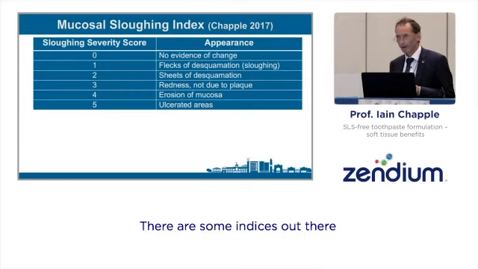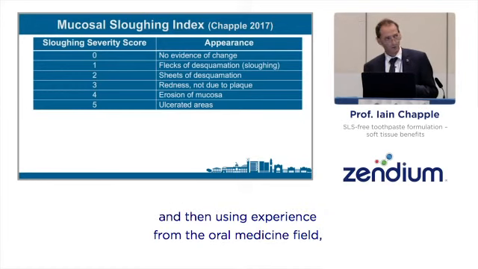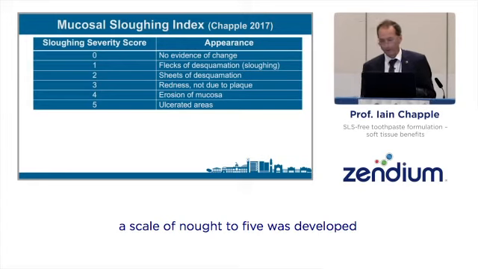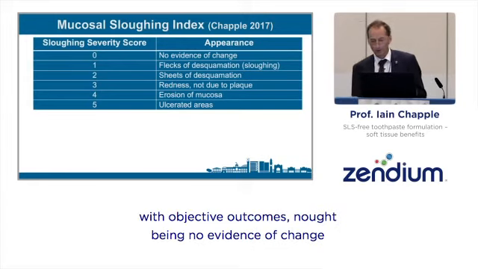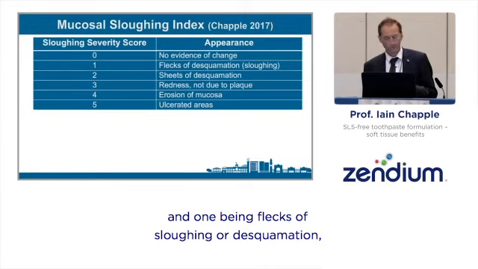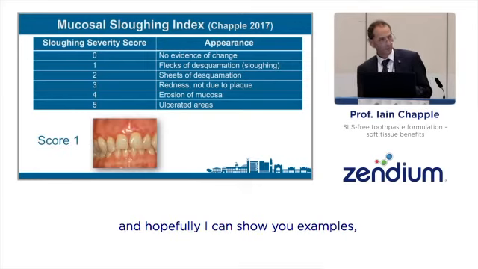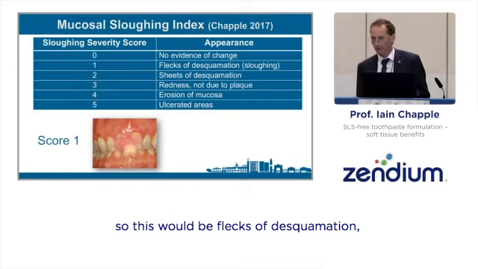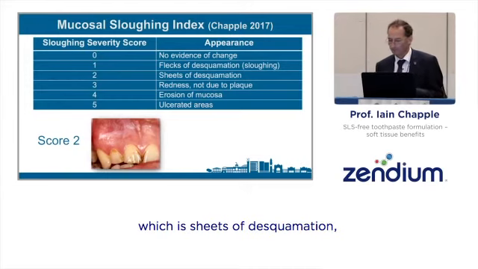There are some indices out there, and these were essentially looked at, and then using experience from the oral medicine field, a scale of 0 to 5 was developed with objective outcomes, 0 being no evidence of change, 1 being flecks of sloughing or desquamation, 2 being sheets of desquamation, and hopefully I can show you examples. So this would be flecks of desquamation. This would be a score 2, an intensity score 2, which is sheets of desquamation.